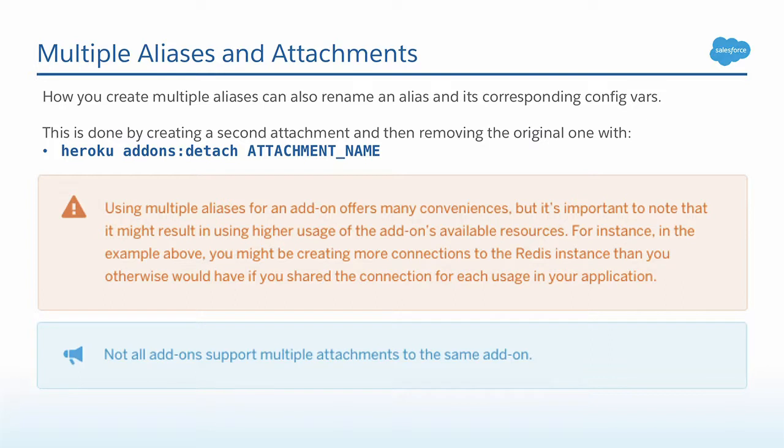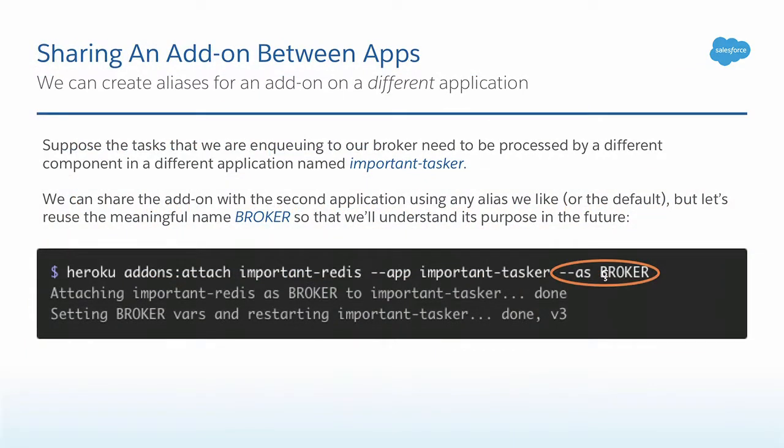The manner in which you create multiple aliases is also how you rename an alias and its corresponding config vars. This is done by creating a second attachment and then removing the original one with heroku addons:detach and the attachment name. So suppose the tasks that we're queuing to our broker need to be processed by a different component in a different application named important tasker. We can share the add-on on the second application using any alias we like or the default. Here, we'll reuse the meaningful name broker so that we understand its purpose in the future.